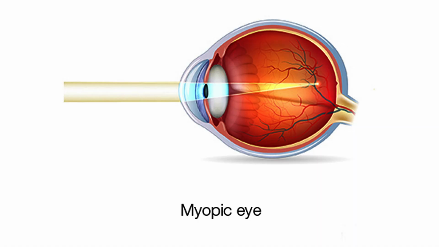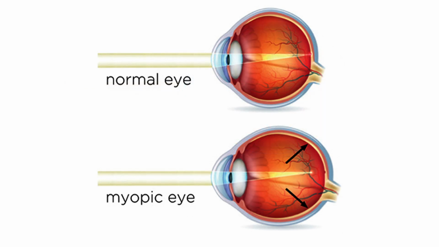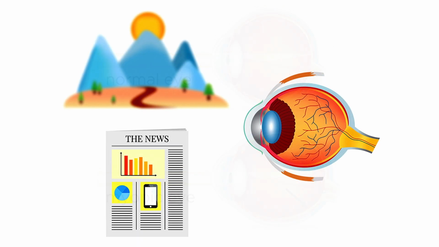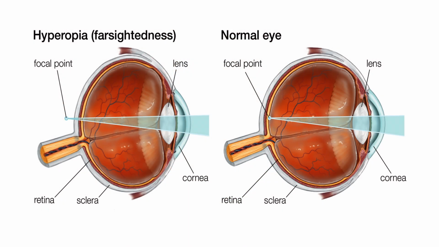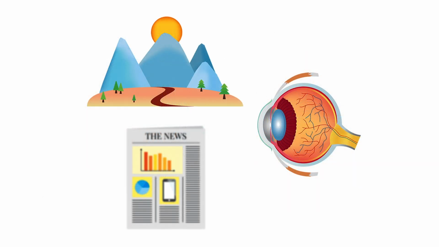Nearsightedness, or myopia, occurs when the lens focuses images of distant objects in front of rather than on the retina. A person with this condition will be able to see near objects clearly, but distant images will be blurred. Farsightedness, or hyperopia, occurs when the lens focuses images of close objects behind rather than on the retina. The individual is able to see far objects clearly, but close objects are blurred.